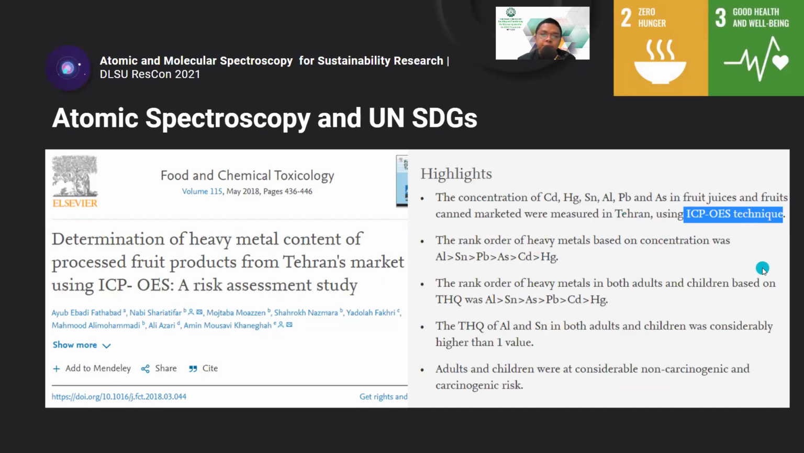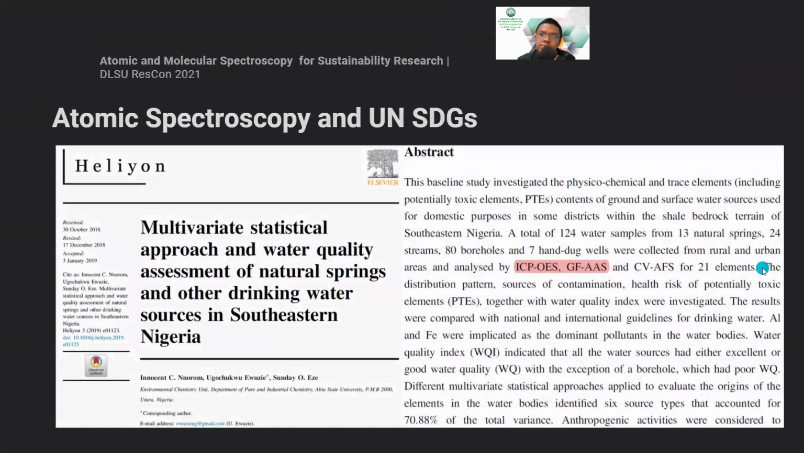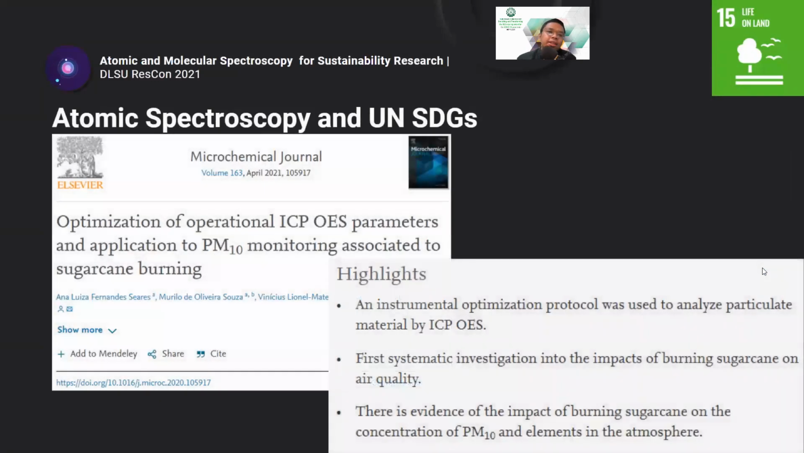Ayan. So next would be ulit siya, life on land. Yan. So life on land, in particular air quality. So gumamit pa rin ng ICP-OAS to monitor yung heavy metals natin in particulate matter 10 or PM10 in air. So sugarcane burning yung naging scenario nila.